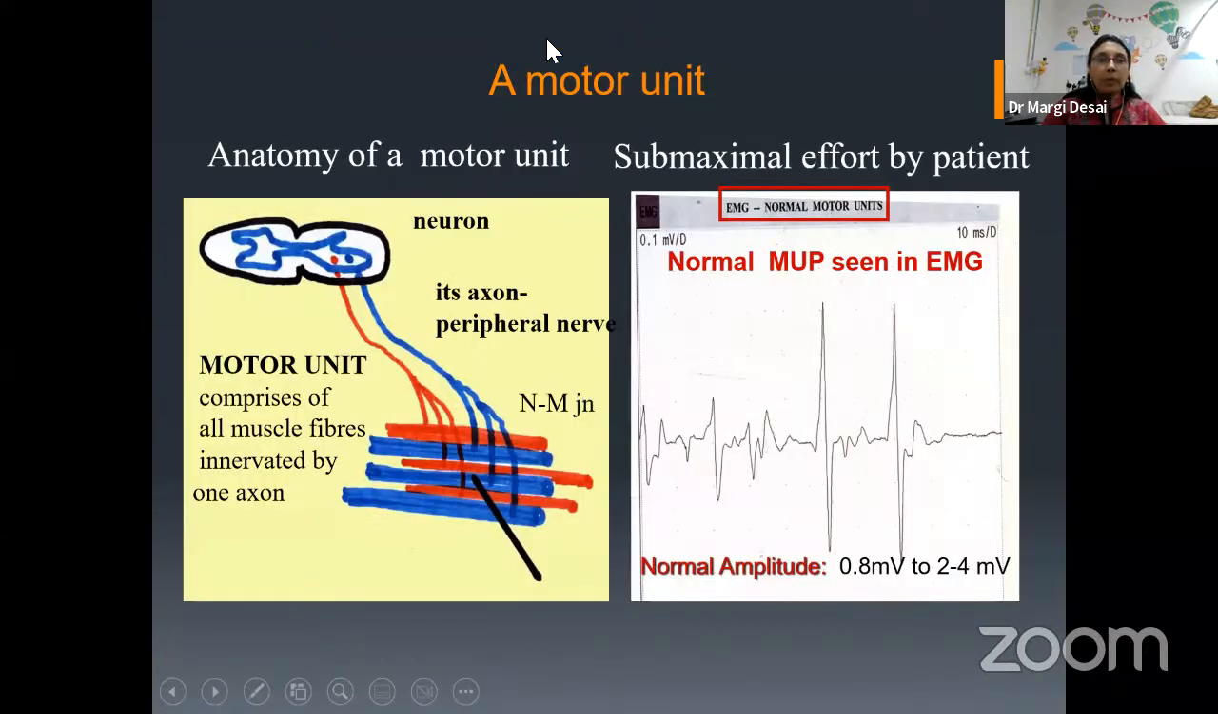So I showed you a picture of a motor unit. But what is a motor unit? A motor unit comprises all muscle fibers which are innervated by a single motor axon. This picture shows two axons, one red and one blue. All the muscle fibers innervated by the red axon comprise this motor unit, and all the muscle fibers innervated by the blue axon comprise the second motor unit. If we look at the screen, the motor unit potential will look like this.